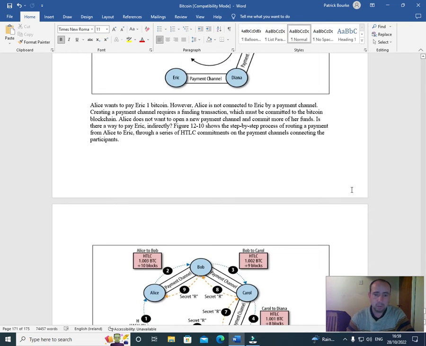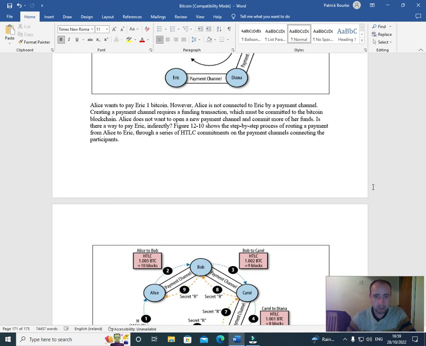Alice wants to pay Eric 1 Bitcoin. However, Alice is not connected to Eric by a payment channel. Creating a payment channel requires a funding transaction which must be committed to the Bitcoin blockchain. Alice does not want to open a new payment channel to commit more of her funds. Is there a way to pay Eric indirectly?